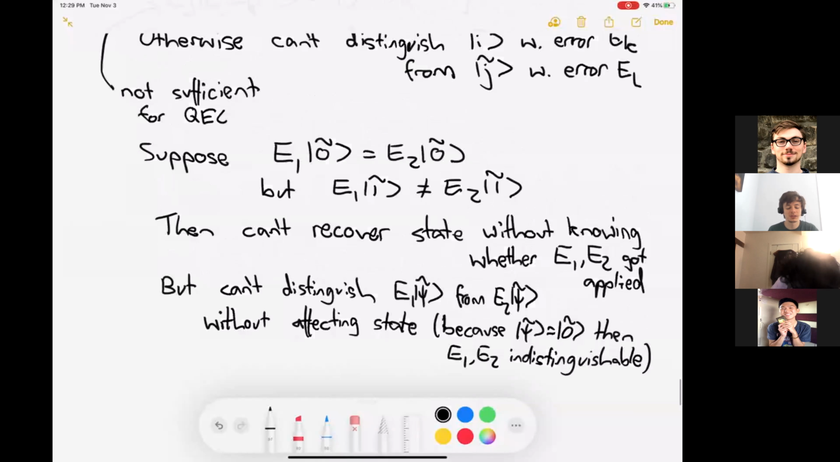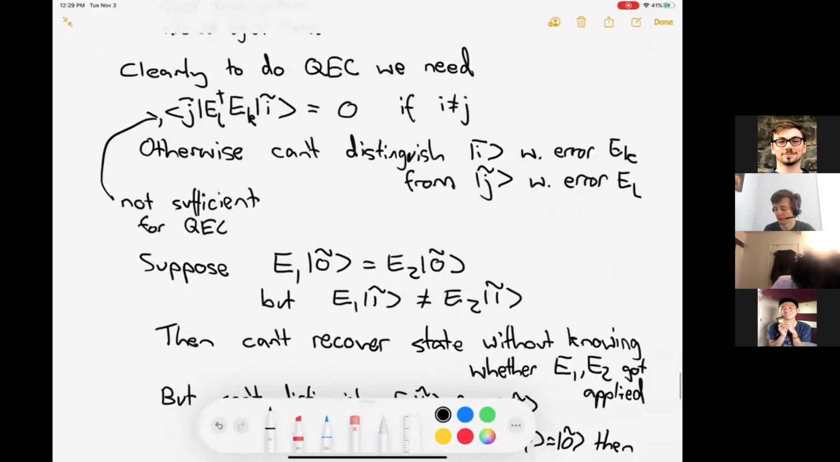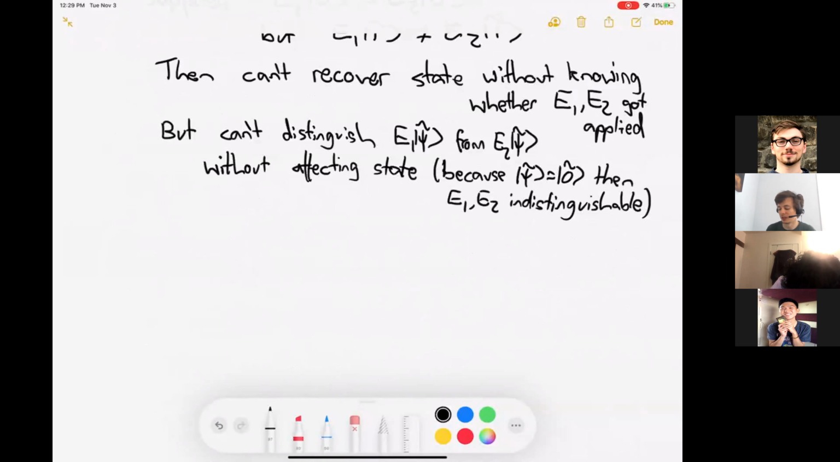So it's not enough to have I and J end up in orthogonal states no matter what error gets applied, because if two errors do the same thing to I but do completely different things to J, then if our state is a superposition of I and J, we're not going to be able to recover that superposition. Okay, that's just an intuitive argument. You can be more precise about it, and we will be more precise about it next lecture. So let's try a stronger condition.